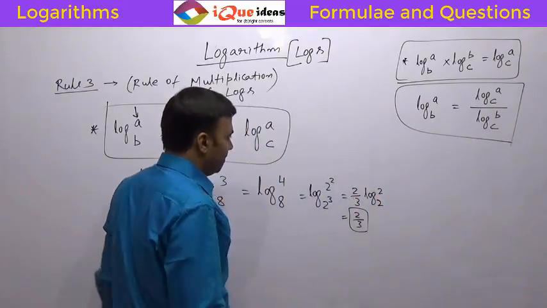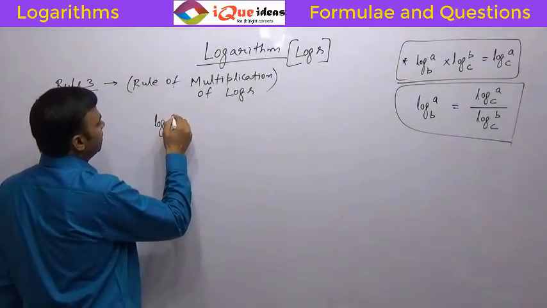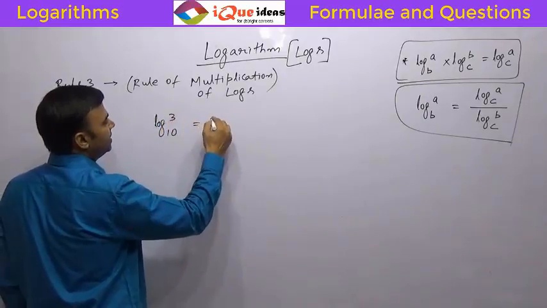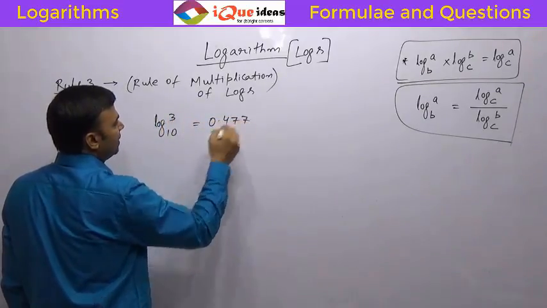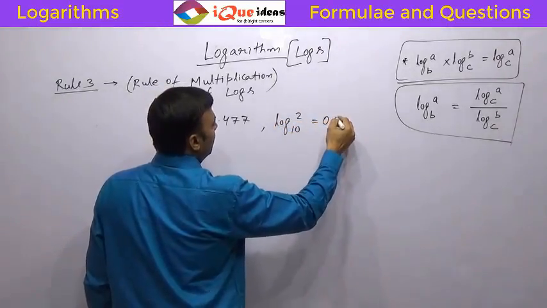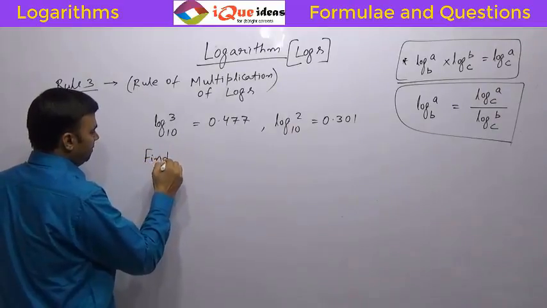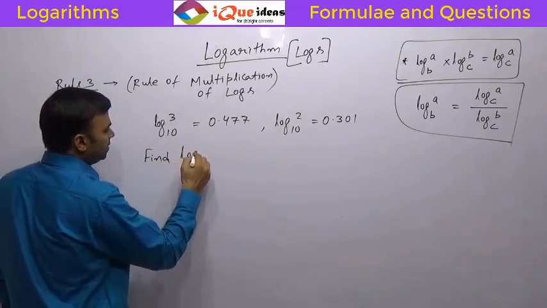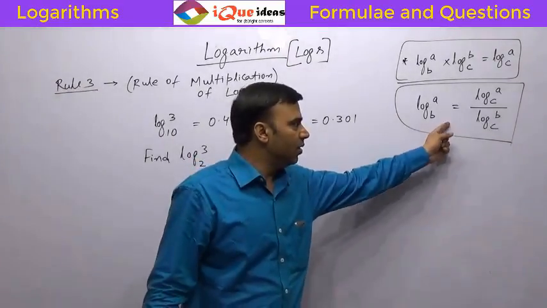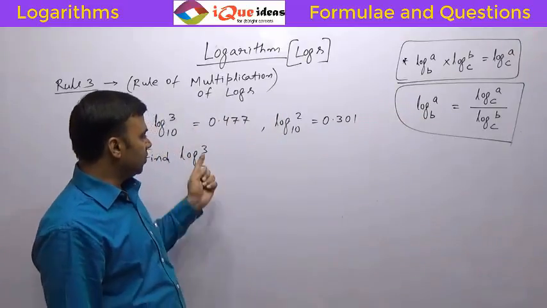Alright? Say for example, if there is a question like this: log 3 to the base 10 is 0.477 and log 2 to the base 10 is 0.301. Find the value of log 3 to the base 2. How do we do it? We will follow this second rule. So here in place of a we have 3, in place of b we have 2. Alright, so log 3 to the base 2.